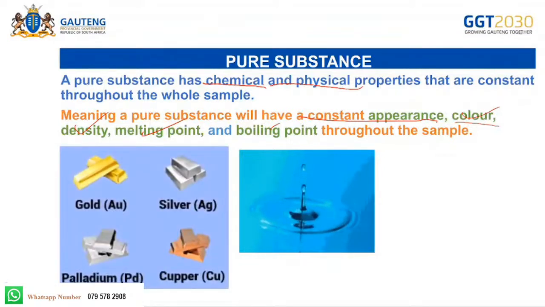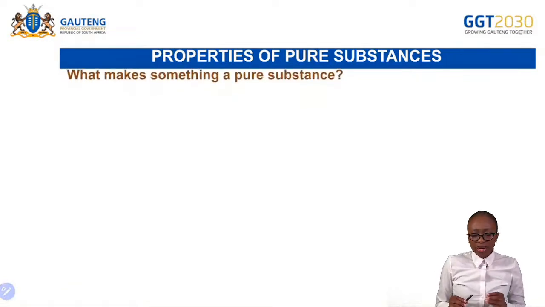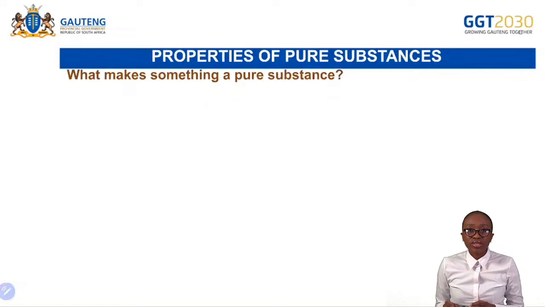Same as these other pure substances that I have here, this gold bar, the silver bar, the palladium bar, and the copper bar. These bars are pure substances. So what are some of these properties of pure substances? What makes something a pure substance?